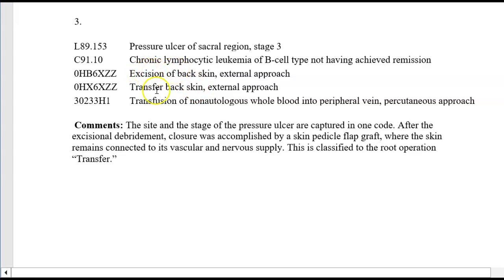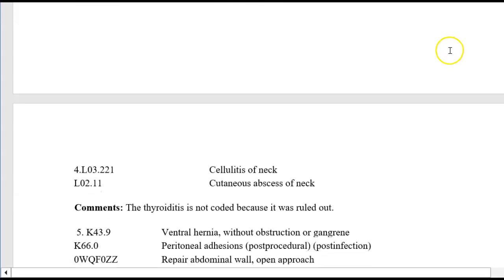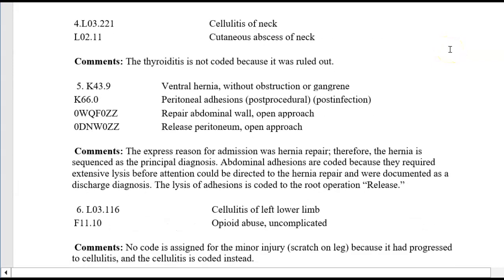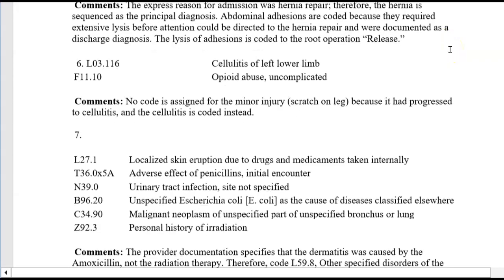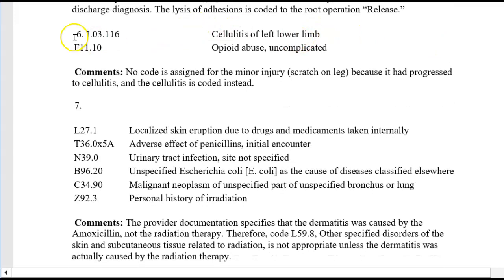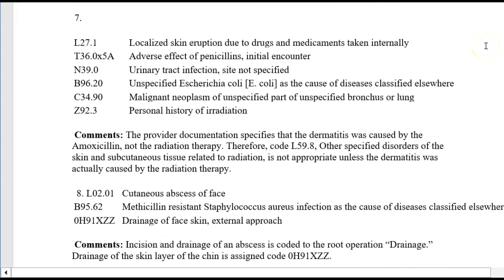First you do excision. So the biggest thing is to make sure you are doing the right root operation for a lot of these ICD-10 PCS procedures. All right, so as you can see, cellulitis, they're going to be in your L section.